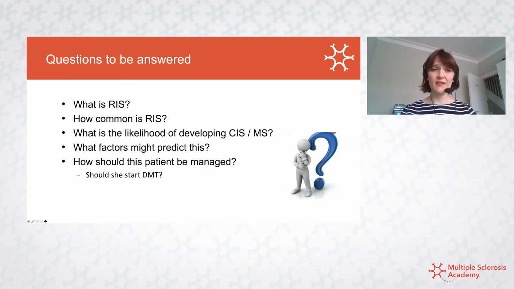So I think this raises some questions that I hope to answer for you today. What is RIS, in terms of how it has been defined and how to make a diagnosis of RIS? Touching briefly on how common RIS is, and then, very importantly for this person and for any of our patients presenting to our clinic with this scenario, what is the likelihood of developing a clinical event? What is the likelihood of developing clinically isolated syndrome or multiple sclerosis, and what factors might predict this? And then I'll briefly say, from a clinical perspective, how I feel this patient might be managed, including the question of should she start disease-modifying treatment.